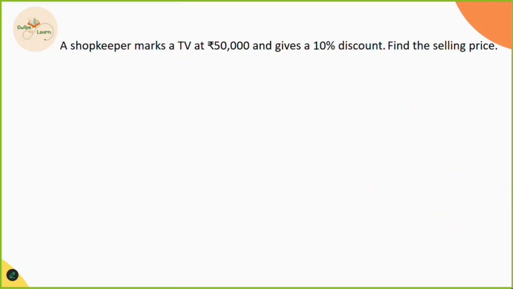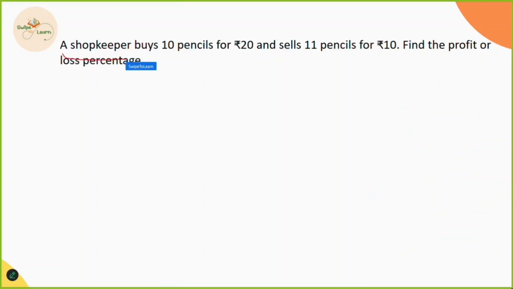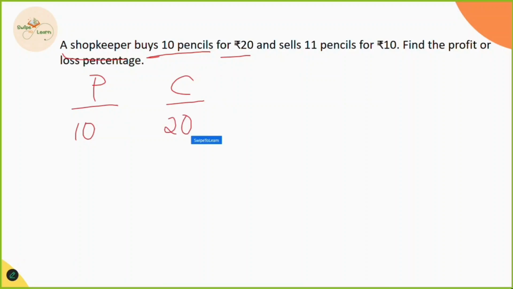Okay, moving next. A shopkeeper buys 10 pencils for 20 rupees. Here I will write pencils, and this is the cost of the pencils. He is buying 10 pencils for 20 rupees, and he sells 11 pencils for 10 rupees. Find the profit or the loss percentage.